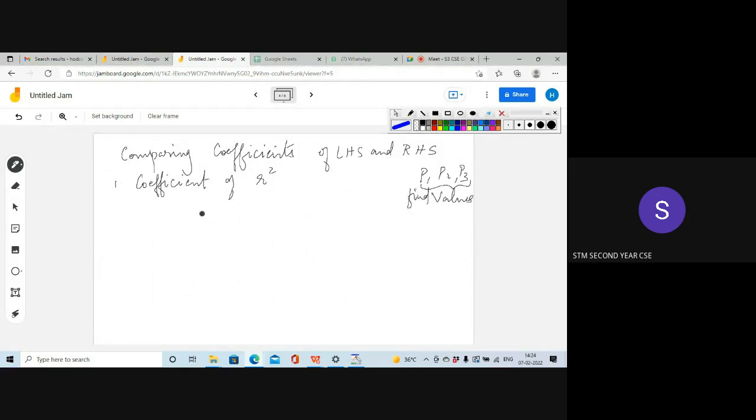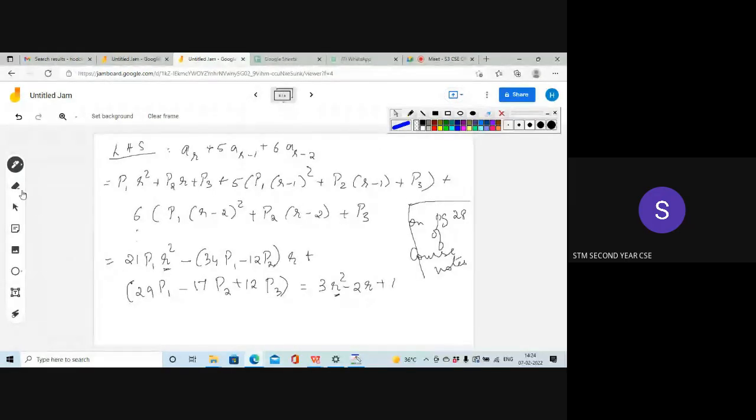For that, we are going to equate the coefficients. So, first we are going to equate the coefficient of r square. You get 12 P1. Okay. What did I write here? Sorry, this is 12. Okay, this is 12.